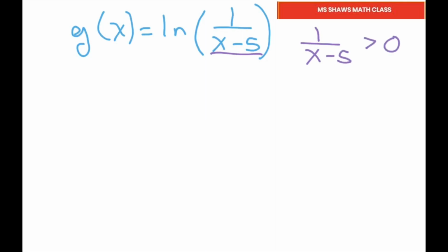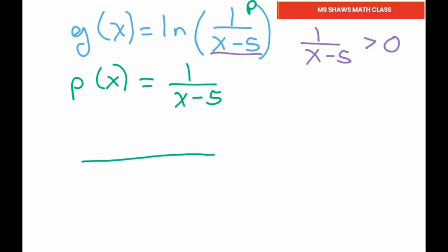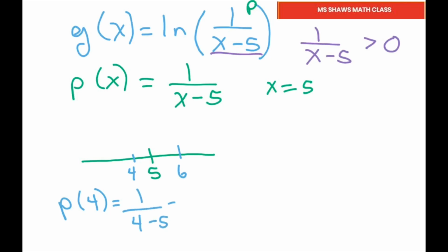And also, if we look at where it's undefined, let's call this P again, P of x, and let it just be 1 divided by x minus 5. So I know it's undefined at 5. x equals 5 makes this undefined. So we don't want it to be 5. So let's test numbers around it, say 4 and 6. If I put P of 4, I get 1 divided by 4 minus 5, which is negative 1.